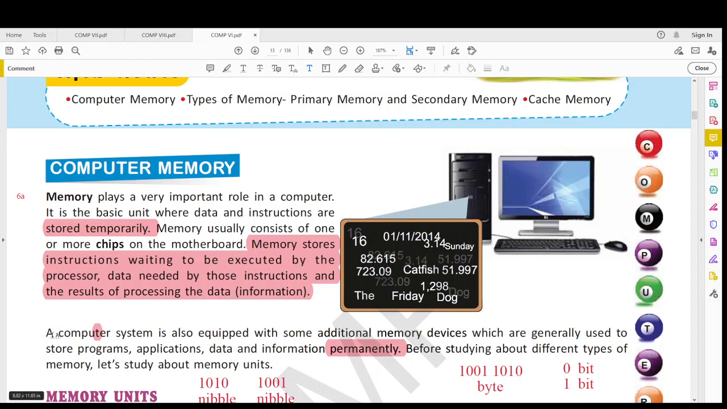Also write this, a computer system is equipped with some additional memory devices which are generally used to store programs, applications, data and information permanently. These are called the storage devices or backup memory of the computer and are referred to as the secondary memory of the computer. Okay.